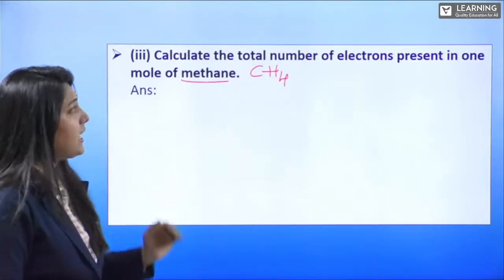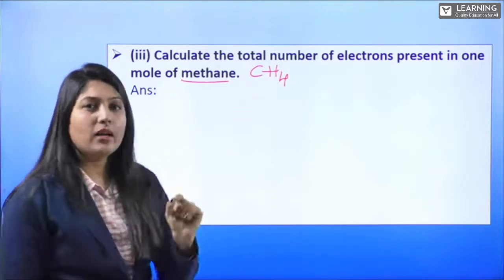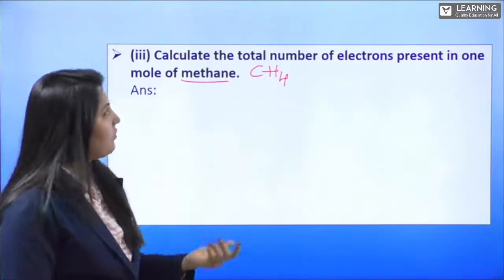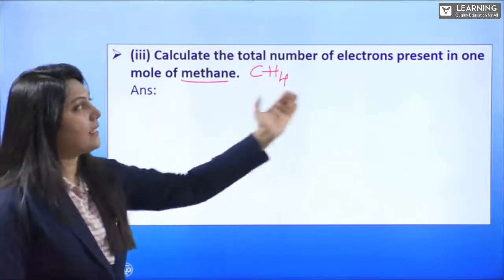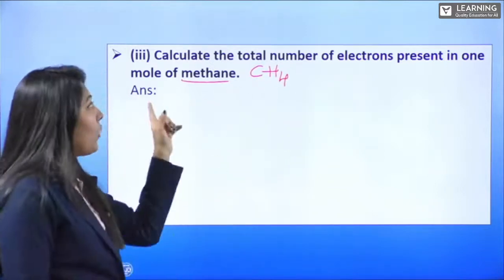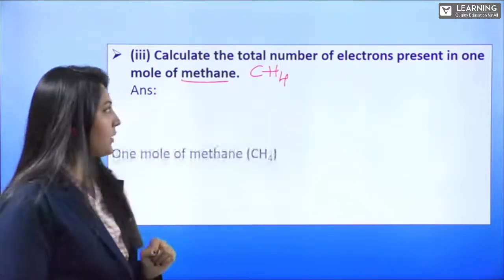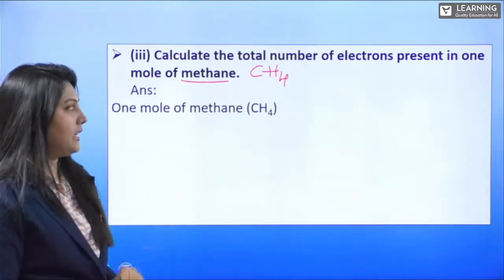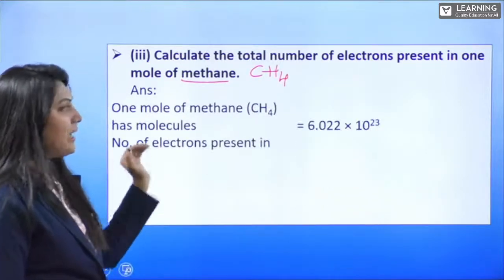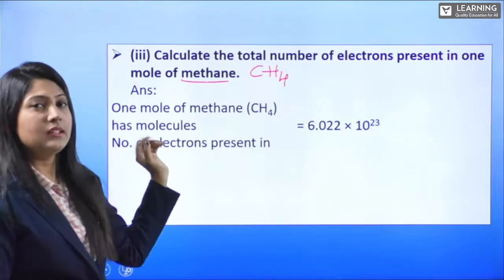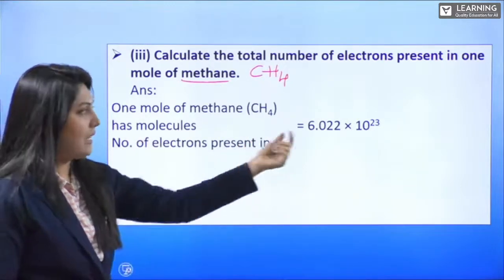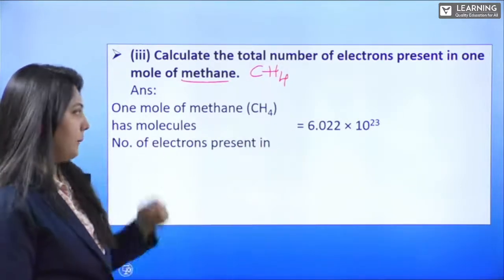Now we'll check how many electrons are there in 1 molecule of methane. Then we'll get to know how many electrons in total are present in 1 mole of methane. So 1 mole of methane, if you take, will again have how many molecules of methane? Avogadro number of molecules of methane.